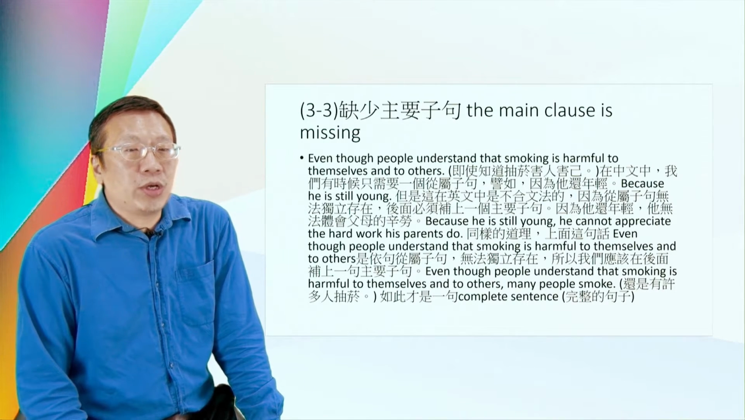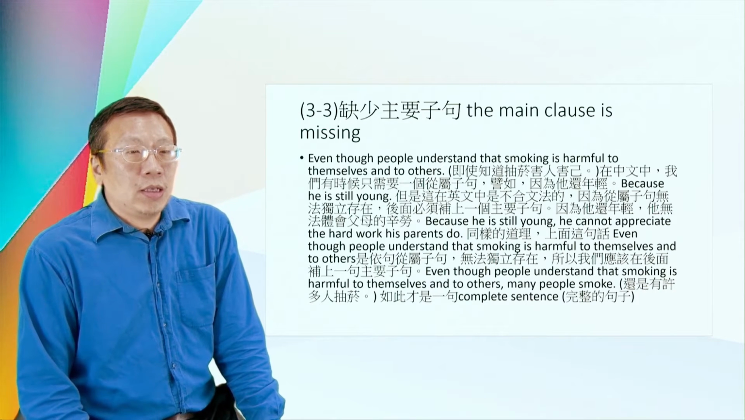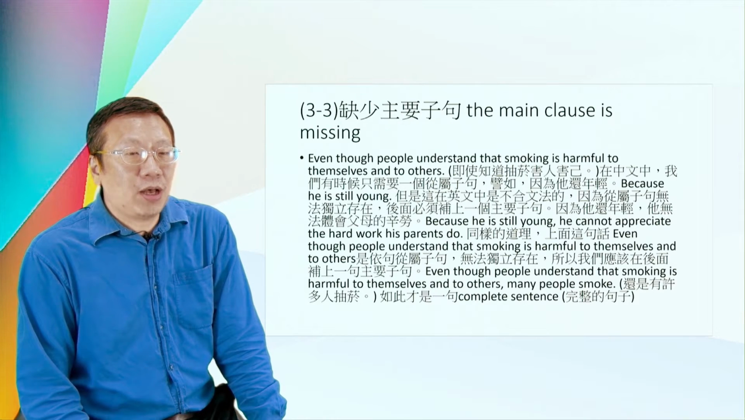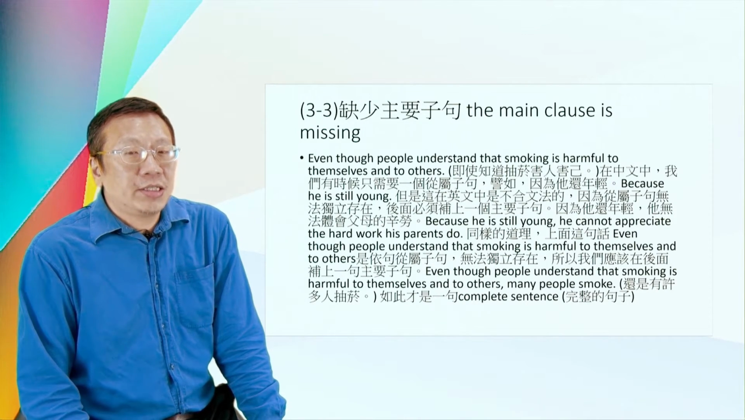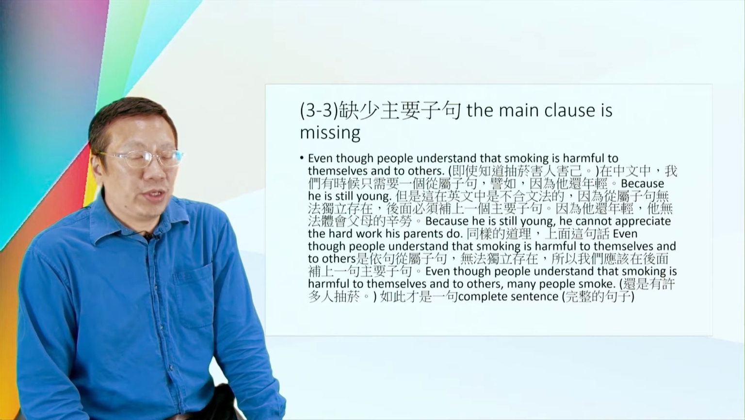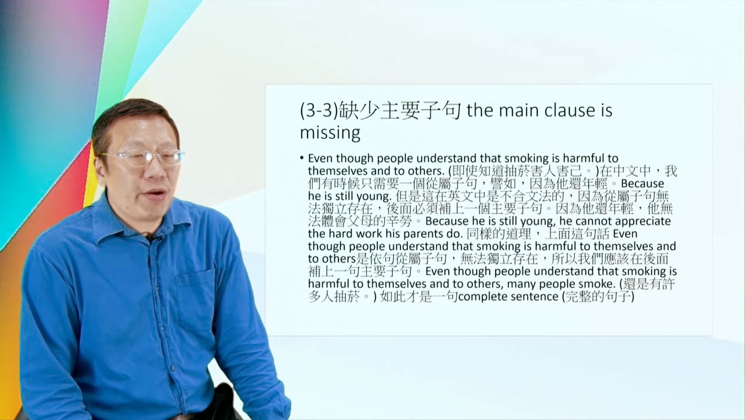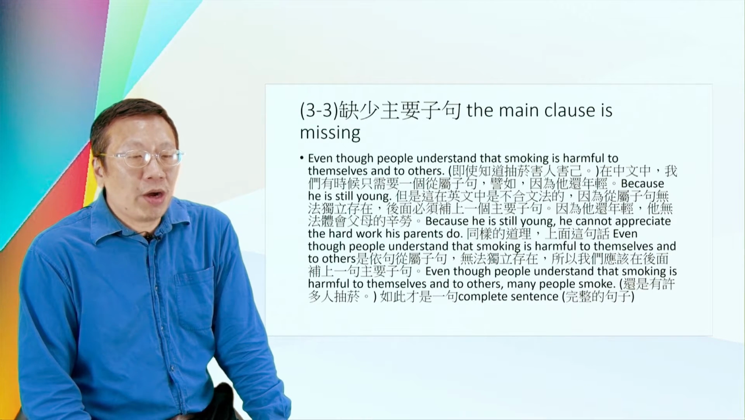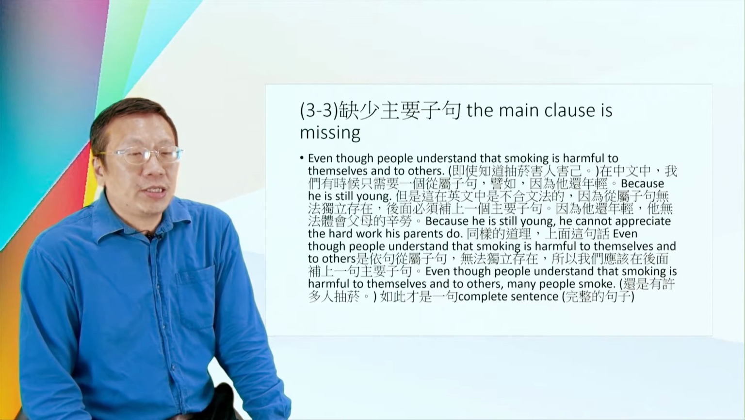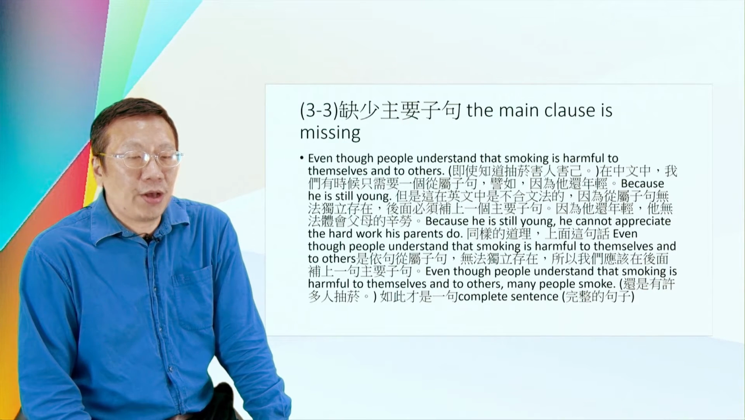3之3，缺少主要子句。The main clause is missing. Even though people understand that smoking is harmful to themselves and to others. 即使知道抽烟害人害己，在中文中，我们有时候只需要一个从属子句，譬如因为他还年轻 because he's still young。但是这在英文中是不合文法的，因为从属子句无法独立存在，后面必须补上一个主要子句。因为他还年轻，他无法体会父母的辛劳。Because he's still young, he cannot appreciate the hard work his parents do. 同样的道理，上面这句话是一句从属子句，无法独立存在，所以我们应该在后面补上一句主要子句。Even though people understand that smoking is harmful to themselves and to others, many people smoke.